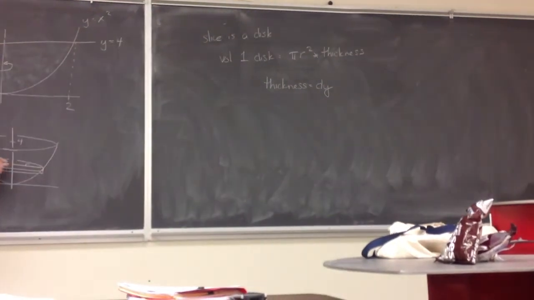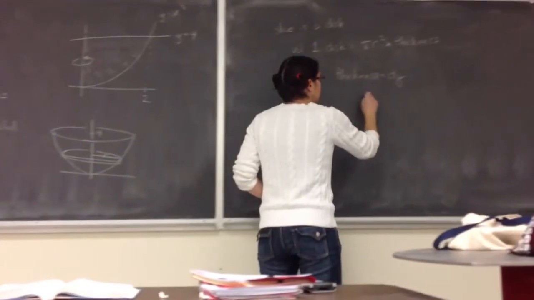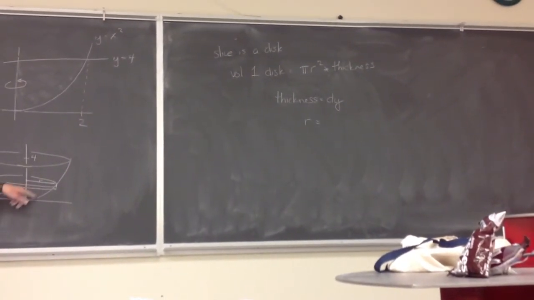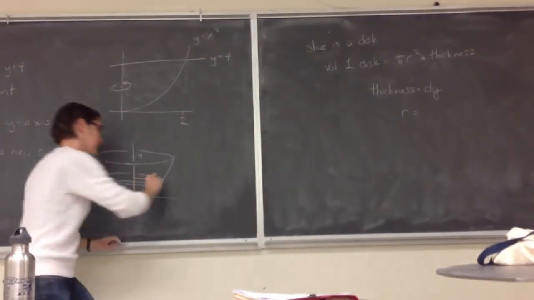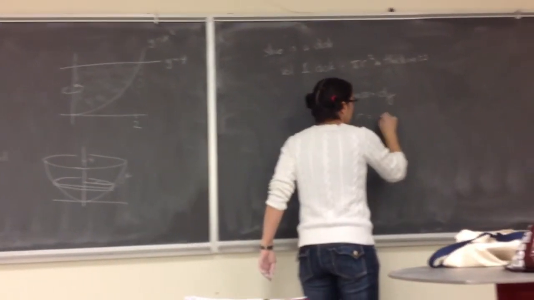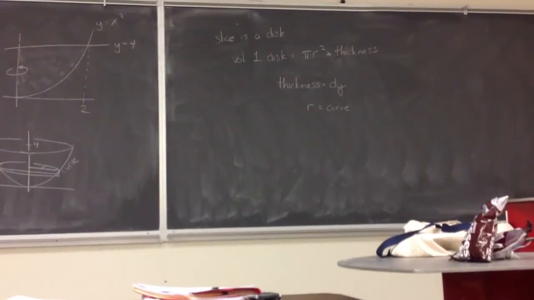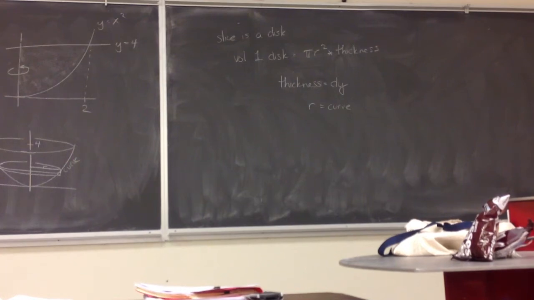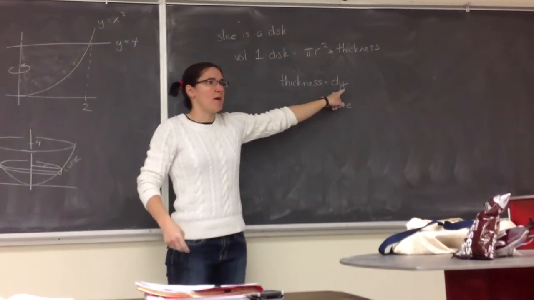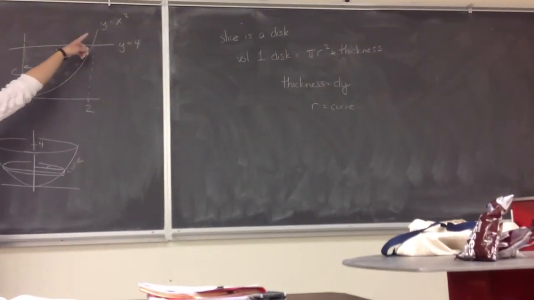So when I talk about this radius, my r is going to be whatever this curve is here. My radius is going to be the formula for my curve, but it must be a formula in terms of y's rather than in terms of x's. So I can't write down r equals x squared, because then that won't match with my variable dy. What I need to do is solve this equation for x.